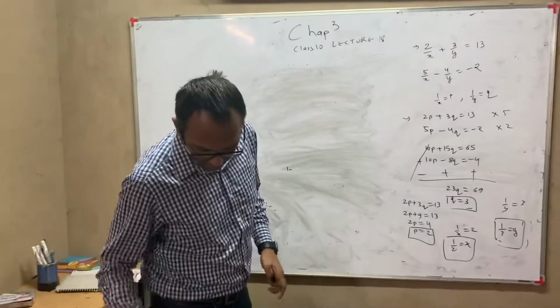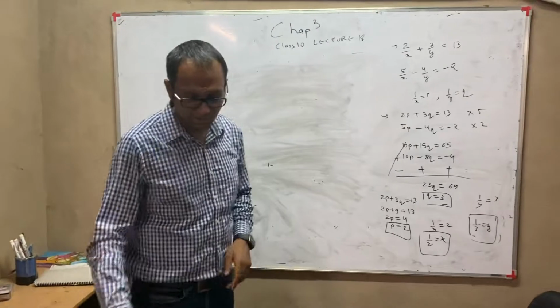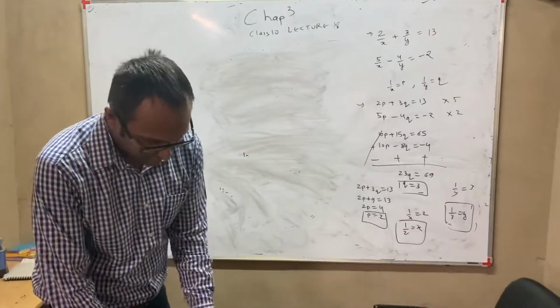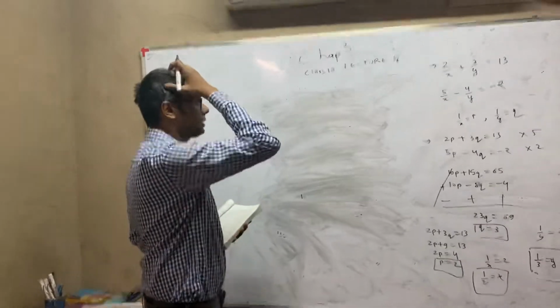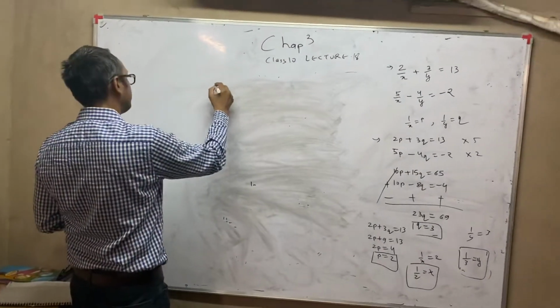exercise 3.6, the first question, in which there are 6 parts. So we'll just discuss them one by one. This first step I will be doing in each. After that, solving you can do on your own. You will find it easy.